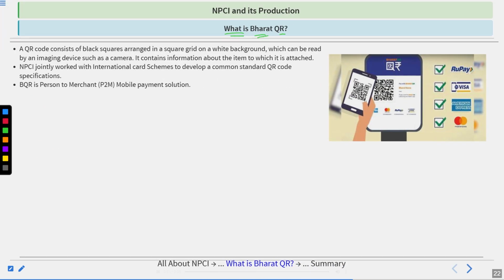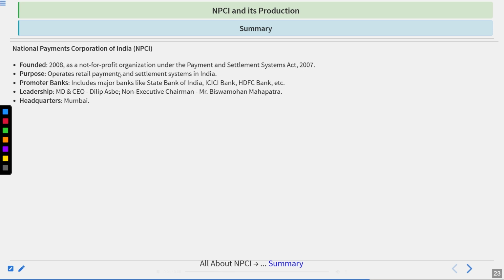Now what is Bharat QR? A QR code consists of black squares arranged in a square grid on a white background which could be read by an imaging device such as a camera. It contains information about the item to which it is attached. NPCI jointly worked with international card schemes to develop the common standard QR code specification. BQR is a person to merchant, P2M, mobile payment solution.